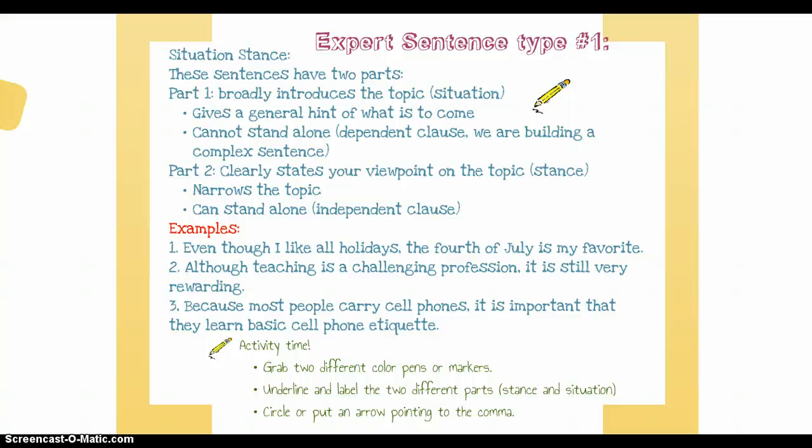So this sentence has 2 different parts. The first part just broadly introduces the topic. This is the situation that you're going to be writing about. It gives a general hint about what's to come in the paragraph, and it can't stand alone. It's a dependent clause. We're trying to build a complex sentence here, including a comma, so please be careful and make sure that it's not a full independent clause.